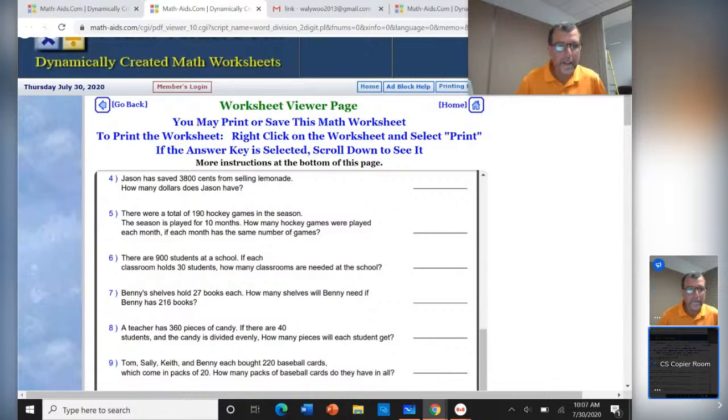Let's do number 8. A teacher has 360 pieces of candy. If there are 40 students and the candy is divided evenly, how many pieces will each student get? And this one, the key word is divided. So you know you're going to divide. Okay. So the two numbers are 360 and 40.